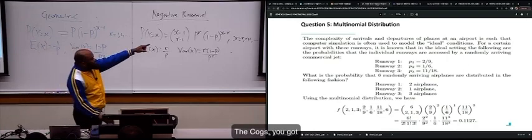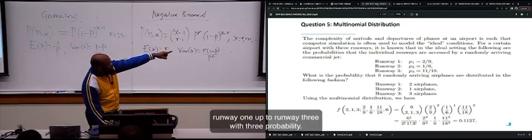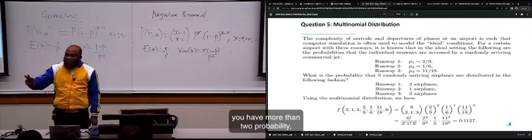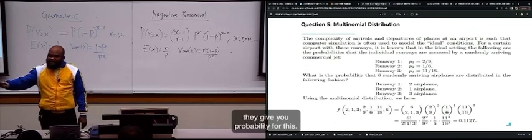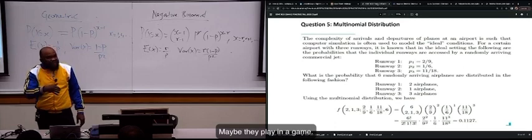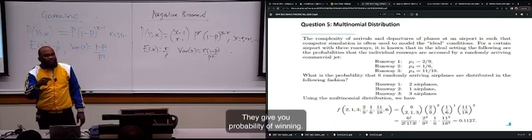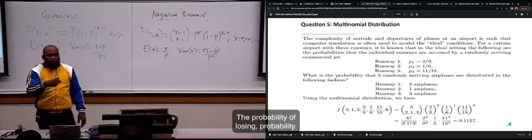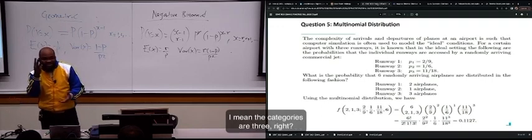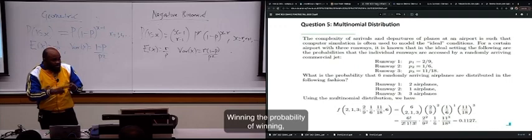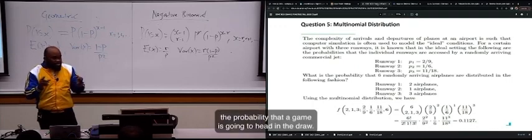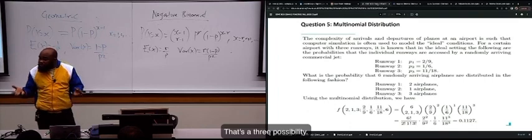Take a look at this. You have runway 1 up to runway 3 with 3 probabilities. It means any question where you have more than 2 probabilities. They give you probabilities for this. Maybe they play a game. They give you the probability of winning, the probability of losing, the probability that the game is going to end in a draw. How many categories? 3, right? That's three possibilities.